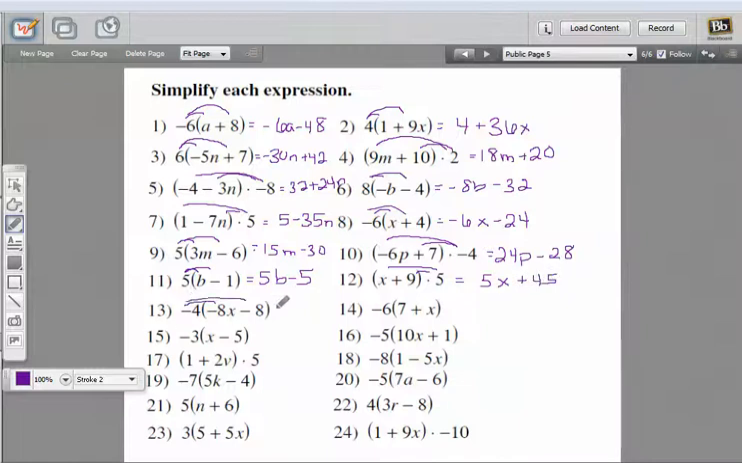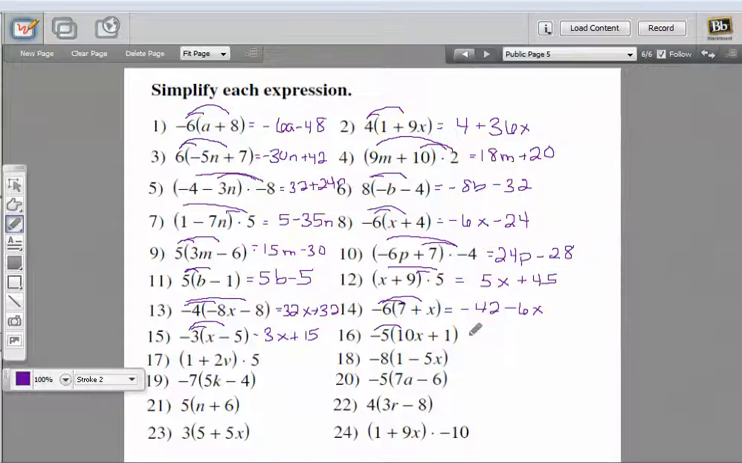In 13, we got -4 times -8x, which is a positive 32x, and a -4 times -8 is a positive 32. Here we have -6 times +7, so that's a -42, and -6 times +x is a -6x. -3 times x is a -3x. -3 times -5 is a positive 15.